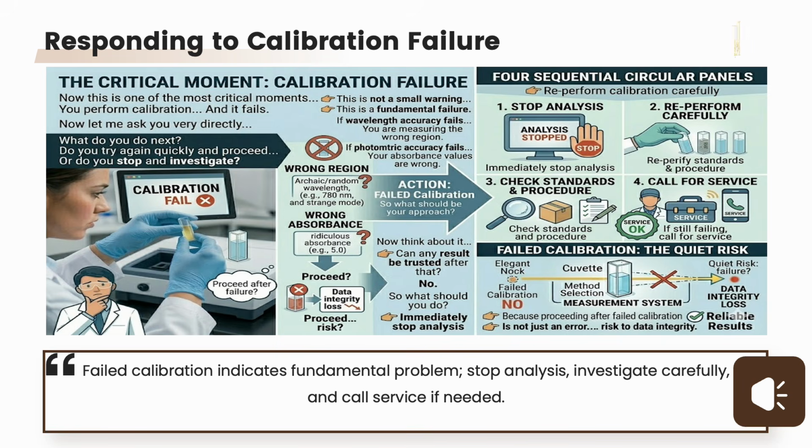Now this is one of the most critical moments. You perform calibration and it fails. Now let me ask you very directly, what do you do next? Do you try quickly again and proceed, or do you stop and investigate? Because this is not a small warning, this is a fundamental failure. If wavelength accuracy fails, you are measuring the wrong region. If photometric accuracy fails, your absorbance values are wrong. Now think about it. Can any results be trusted after that?